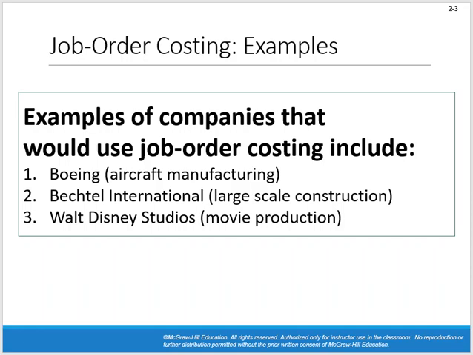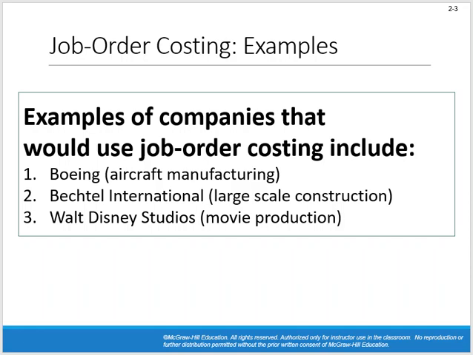The other two examples, they mentioned large-scale construction. Really any type of construction, whether it's large or small, is kind of irrelevant. If we're building commercial buildings or houses, it doesn't really matter. Each of those jobs is somewhat unique. We don't assume that they're all identical.